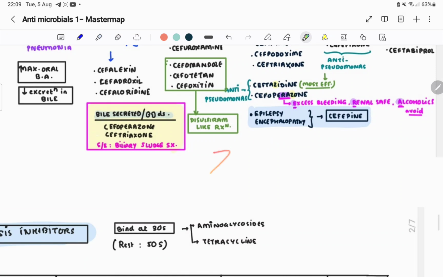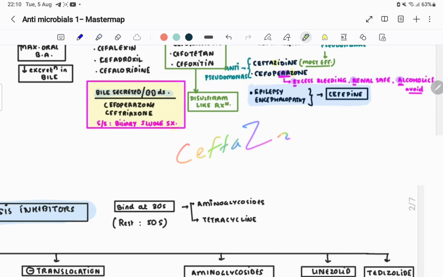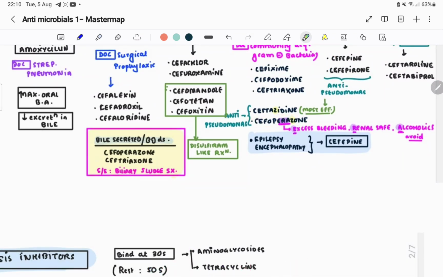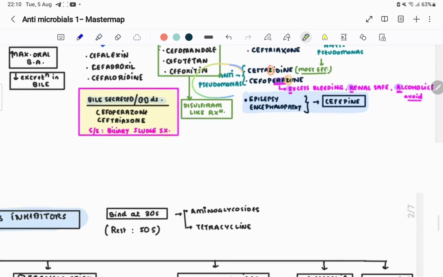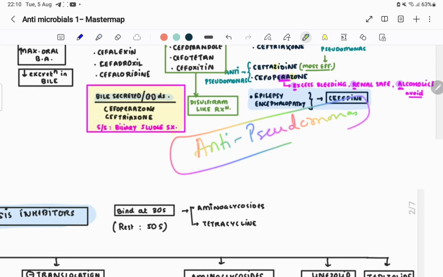Two drugs I want to tell you which have Z in their name. Ceftazidime and cefoperazone. If you are preparing for competitive exams like NEET, PG and INI-CET, you just look for Z in their name. In this Z you can remember these are anti-pseudomonals. Anti-pseudomonas: ceftazidime and cefoperazone.